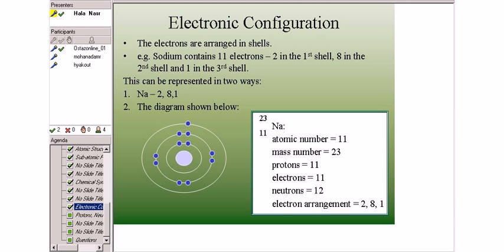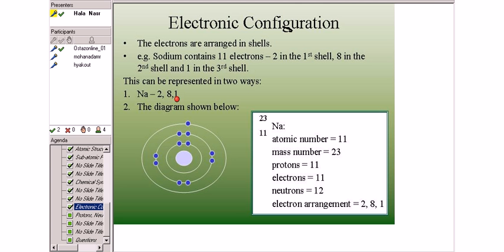So as you see here, this is the electronic configuration of sodium. We've done it before. Here, the first energy level is able to carry only 2 electrons. The second is 8. Then we have 2 plus 8 is 10, and 1 is 11.